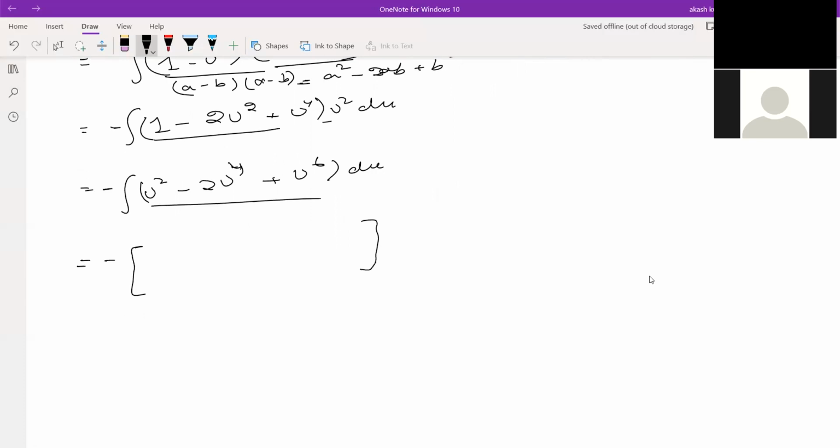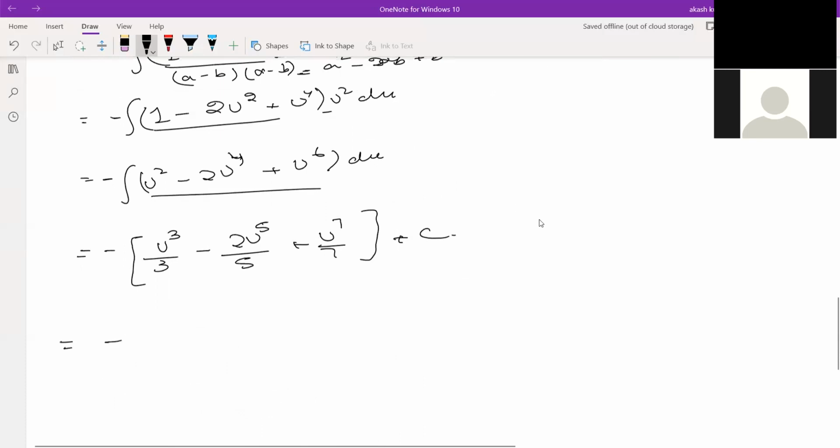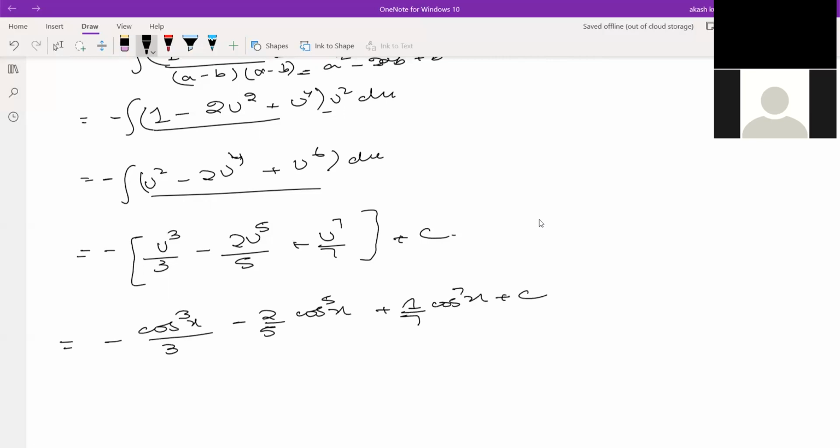Now I can apply the integration here. It becomes u3 over 3 minus 2u5 over 5 plus u7 over 7 plus c. Putting back u equals cos x into this equation, it becomes minus cos cube x over 3, plus 2 over 5 cos 5x minus 1 over 7 cos 7x plus c. Is it clear?